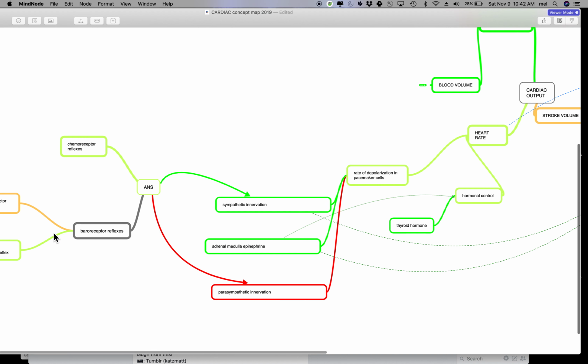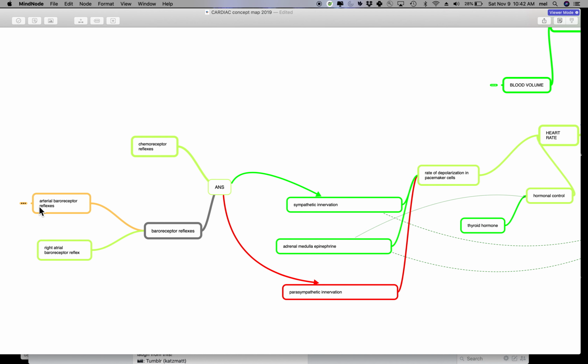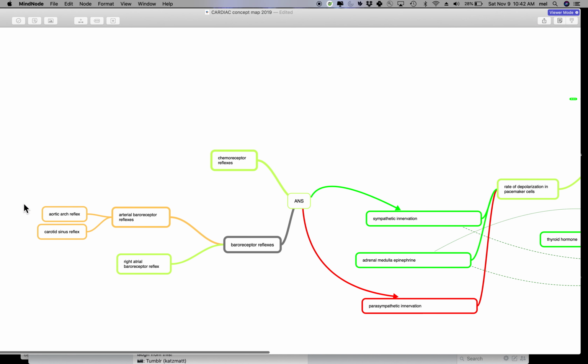And then the baroreceptor reflexes. I monitor the pressure in the carotid sinus and the aortic arch again to decide if the pressure is too high. If it's too high, I will stimulate the parasympathetic. If it's too low, I will stimulate the sympathetic. And then I also monitor the pressure in the right atrium and the superior and inferior vena cava. But this is arterial and this is venous, and we'll come back to that.